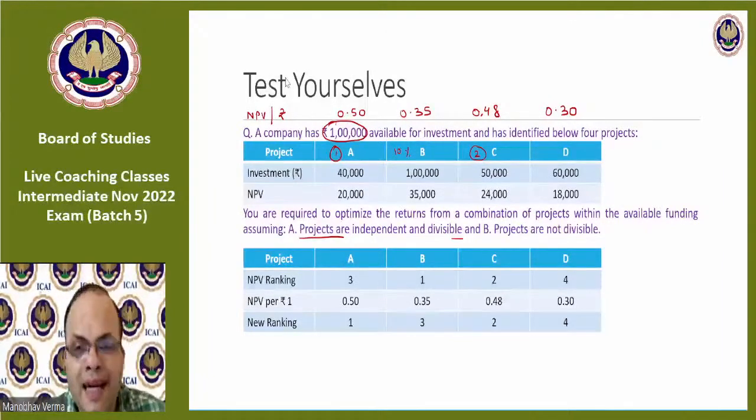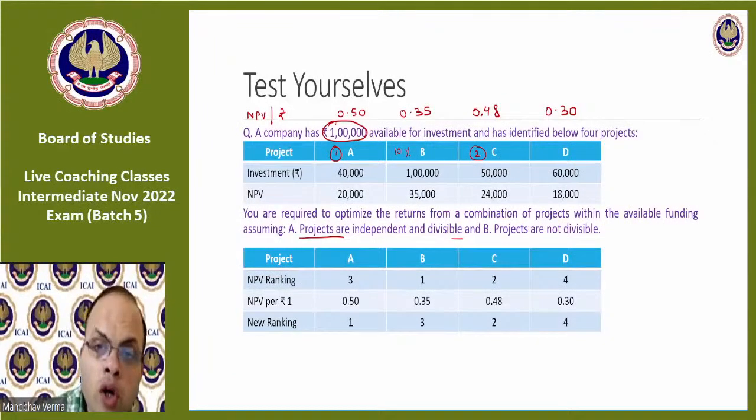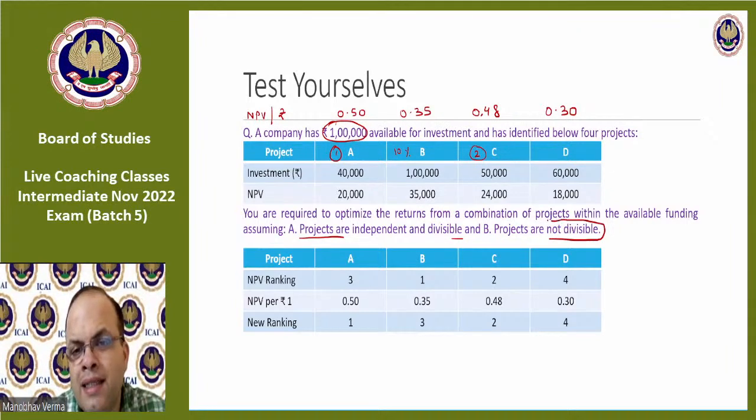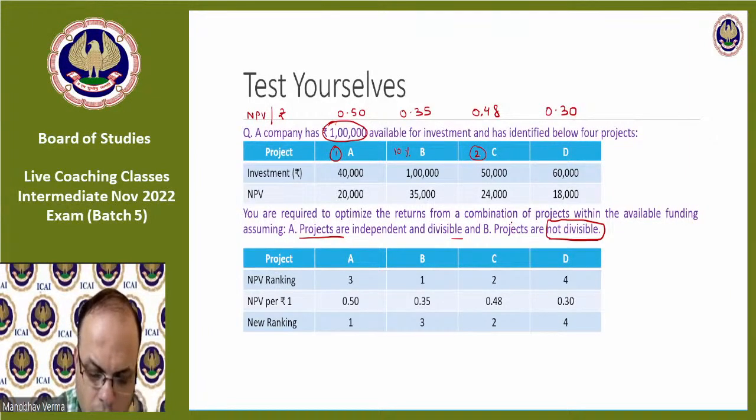Okay, guys, the second scenario was projects are not divisible. Now, here I am very much interested. I think, as I said, if it is not divisible, just rank basis the NPV. Someone, I think Gayatri, said that because it is not divisible, we simply go for the highest NPV. Guys, please listen to me. This is a classic example.